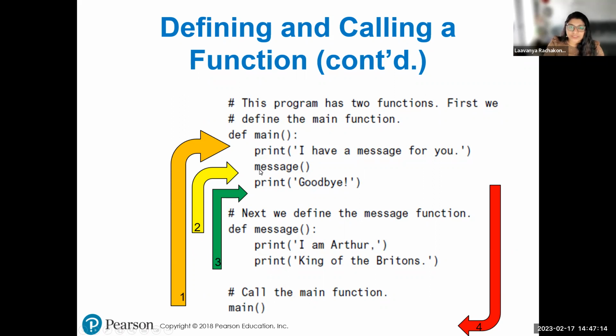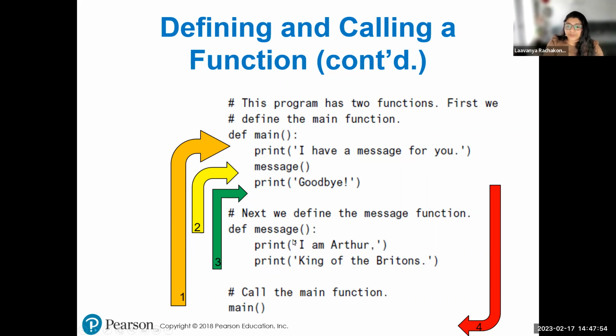Next, it is calling the message function. So now it will jump to the message function part. It will print, I am Arthur, king of the Britons. After the statements inside the message block are executed, it will jump back right here, to the next statement, that is print goodbye. So the output of this program will be: from the call, it is jumping to the main part, so I have a message for you. From the main function, it is jumping to the message function, that is, I am Arthur, king of the Britons. Next, it is coming back after following the function return process, and then it is printing goodbye.